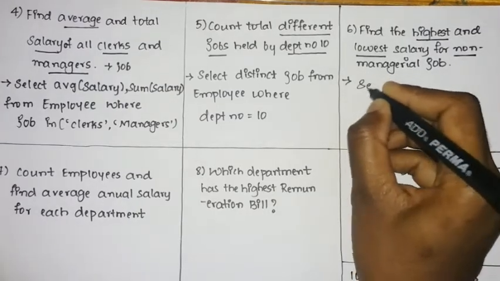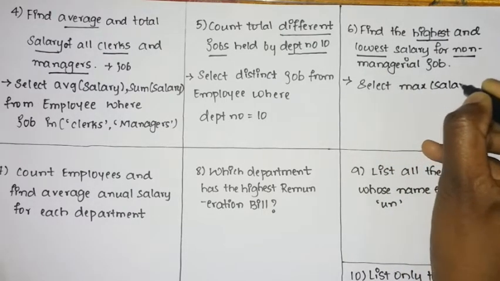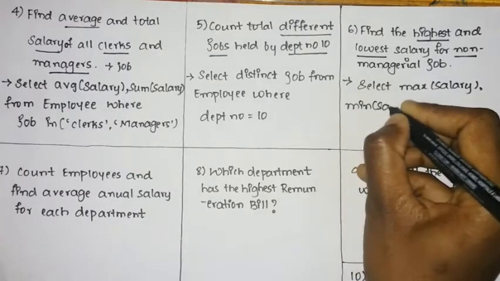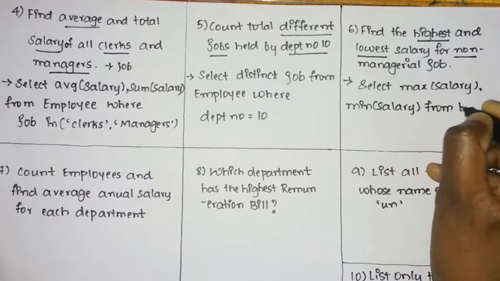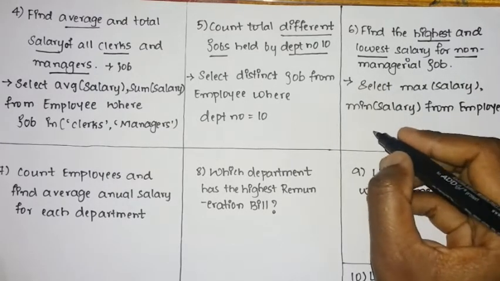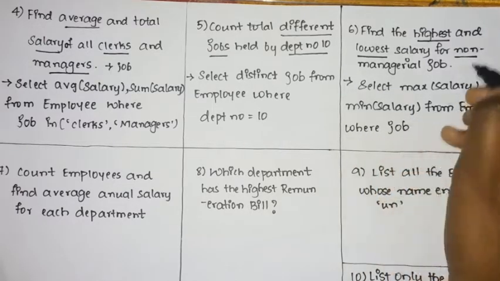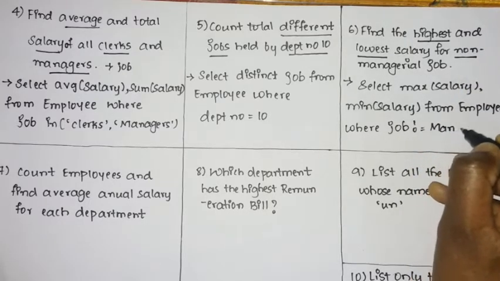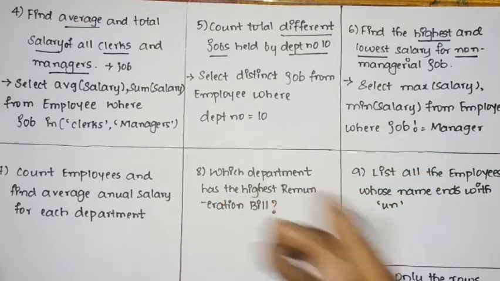So for that purpose you can write select max of salary comma min of salary from employee where job, they have specified non-managerial job, where job is not equal to manager. So it will display all the rows where the job is not equal to manager. Then we shall see the next question.